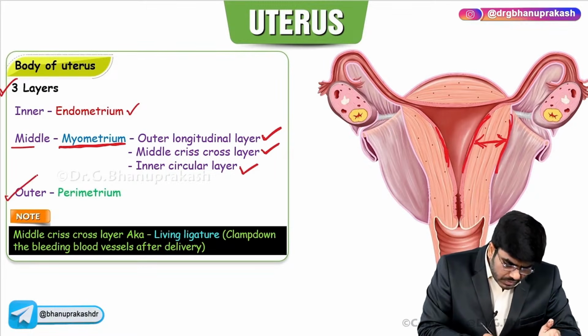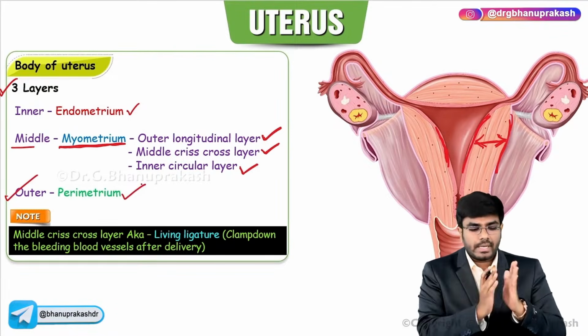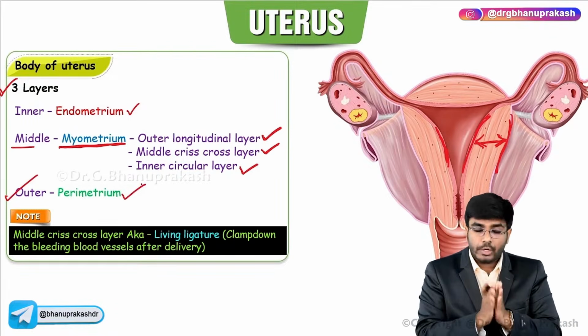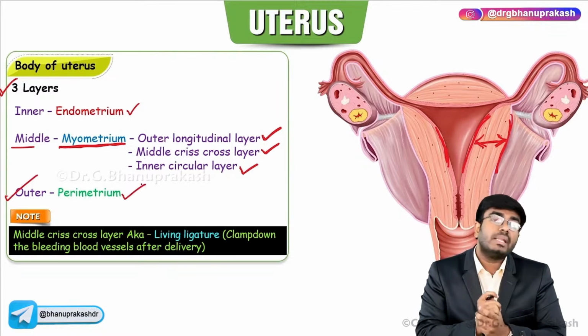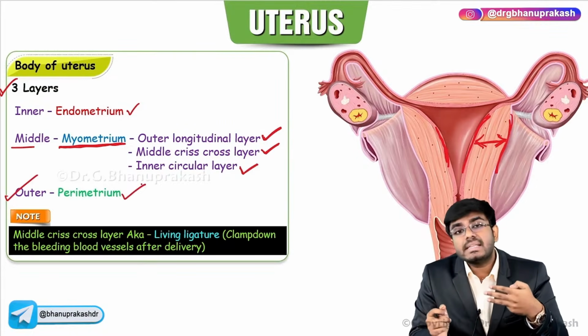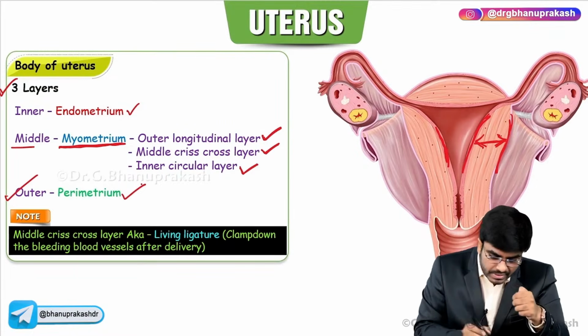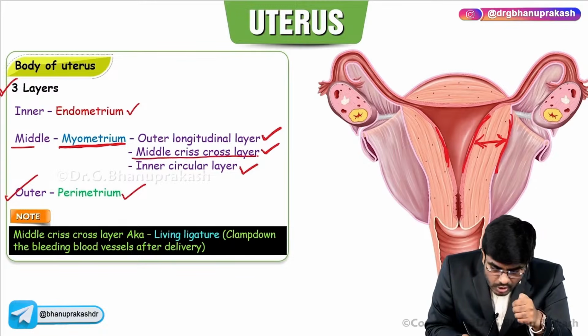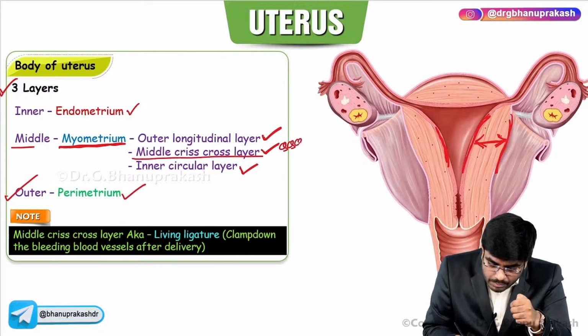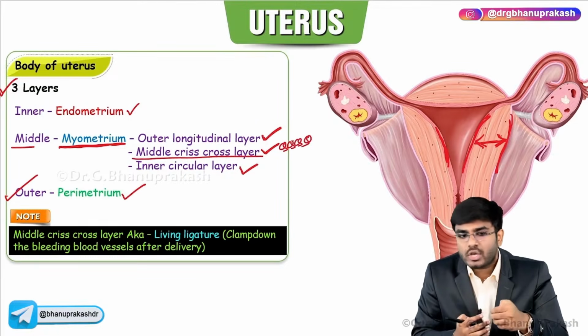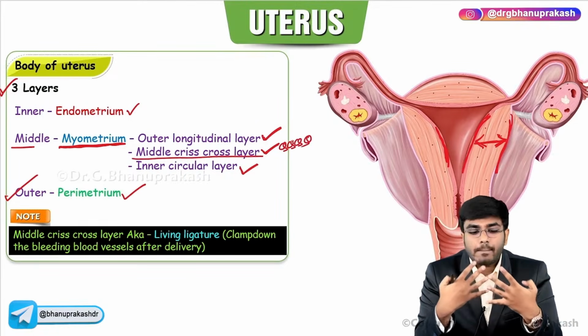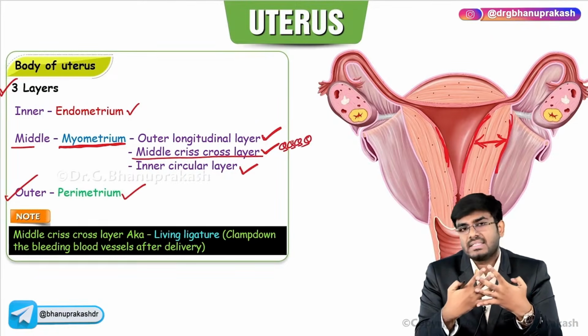Now, the outer perimetrium is there. Endometrium, myometrium, perimetrium. But the important point is this middle crisscross layer of the myometrium. See this one, the middle crisscross layer of myometrium. Why is it important? What does crisscross mean? Crisscross means interlaced. The muscle fibers are interlaced, something like this.